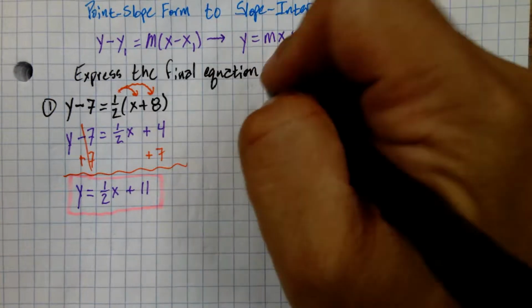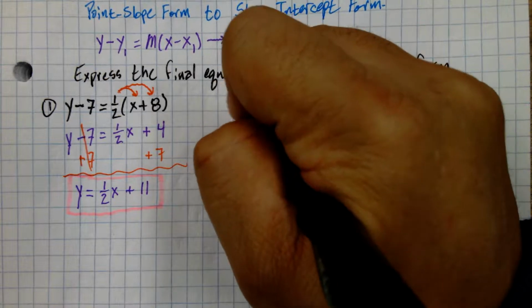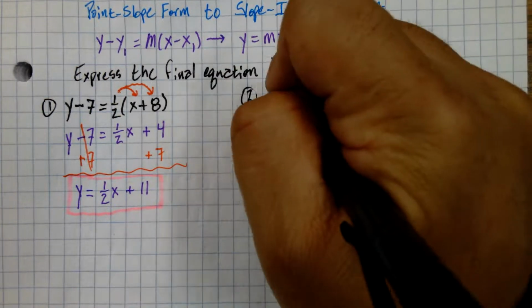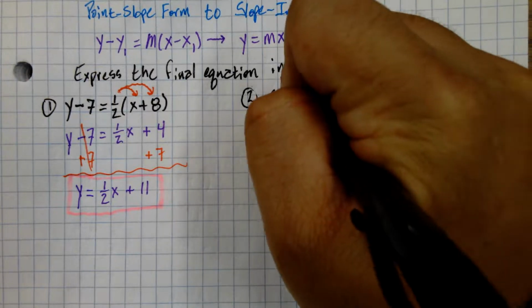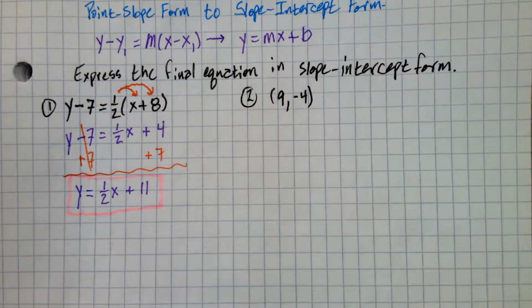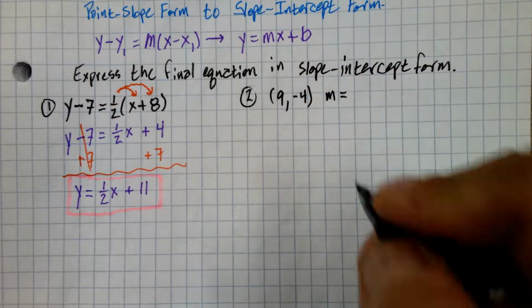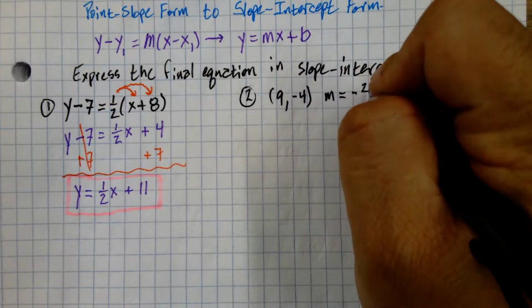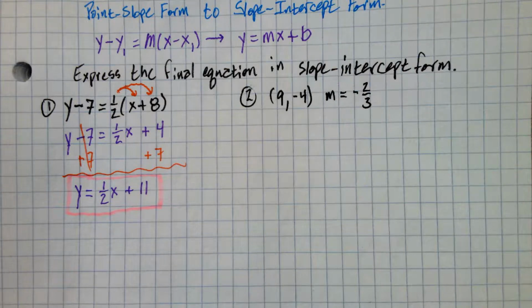Okay, what if we know this? Number 2. So I can come up with many different ways. Say I know a point on the line is (9, -4), and the slope is -2/3. Okay, so this is what we know.